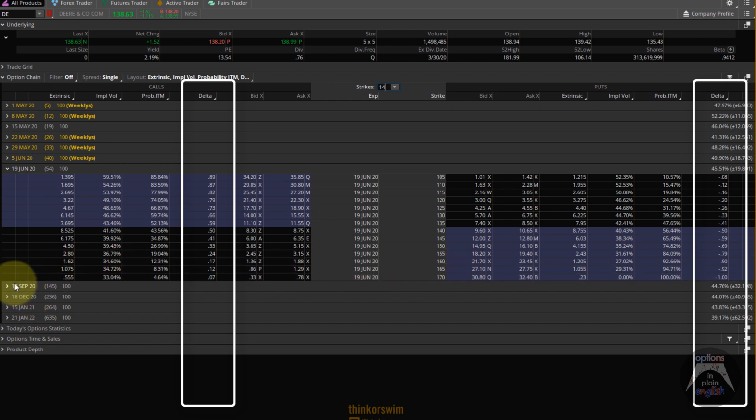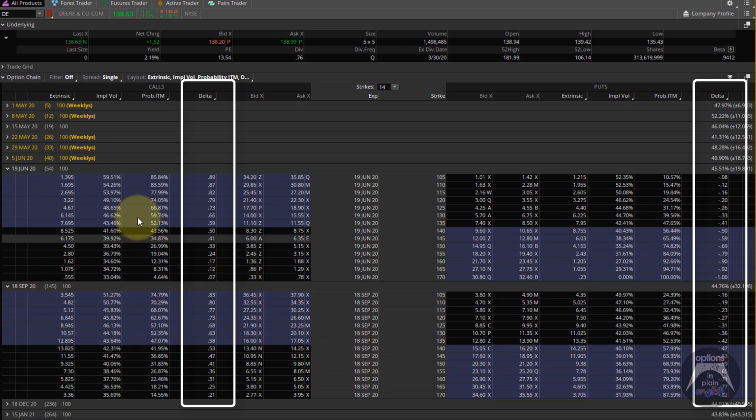Now, if we are curious as to what will happen if we go to an expiration that's further away, we can come here and you can see that the deltas are a little bit different. So for example, let's take a look at the 120 call, which has a delta of 79. It's an in the money call. The 120 call in September, so it's 145 days to go, has a delta of 73.